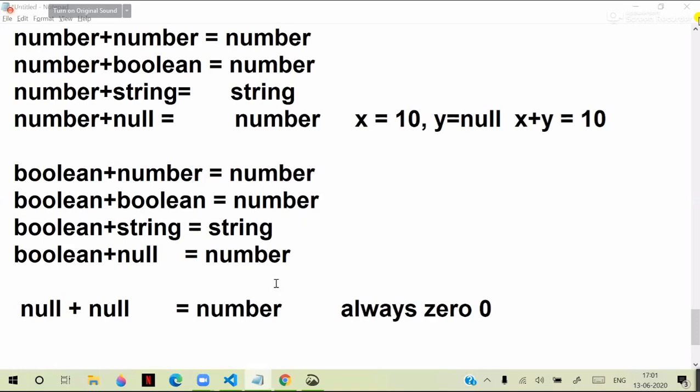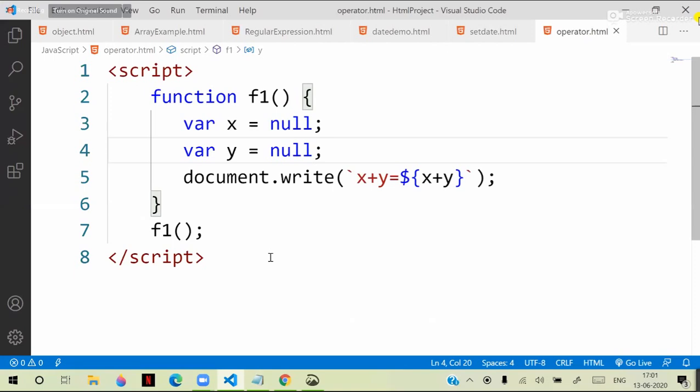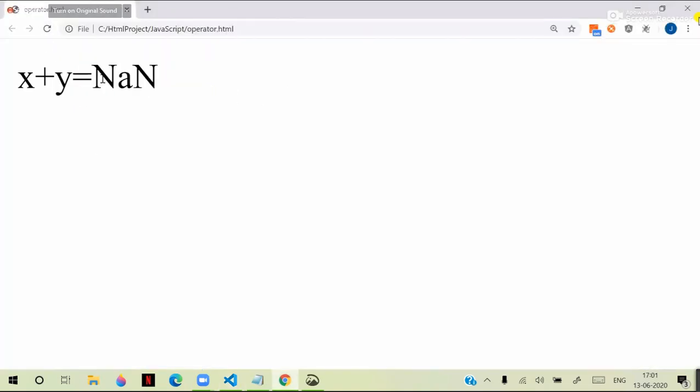So here one important additional thing we need to understand is, suppose x is equal to 10 and this time y is equal to undefined. Now what is the result? When I refresh, you can see it says not a number, NaN.